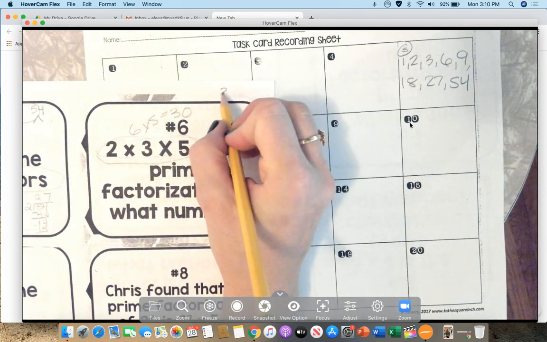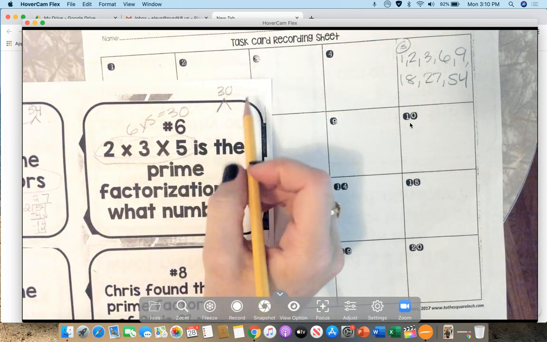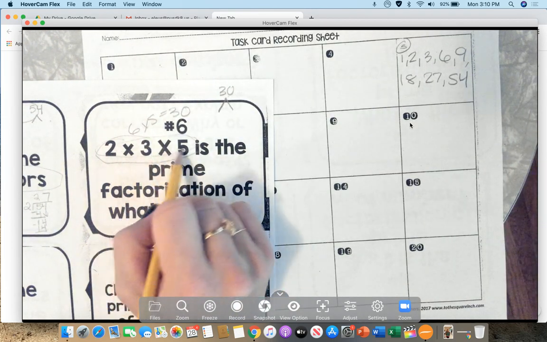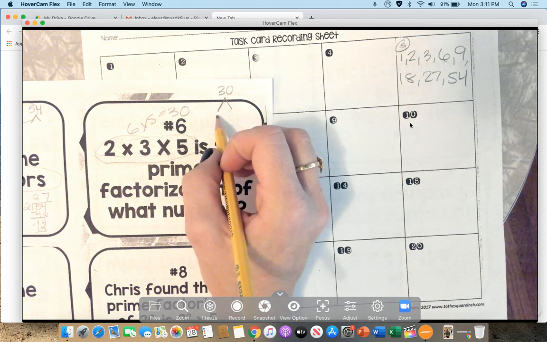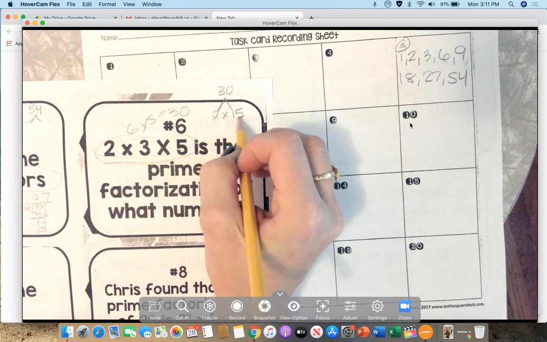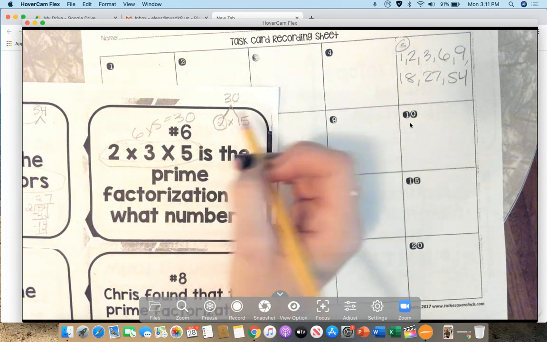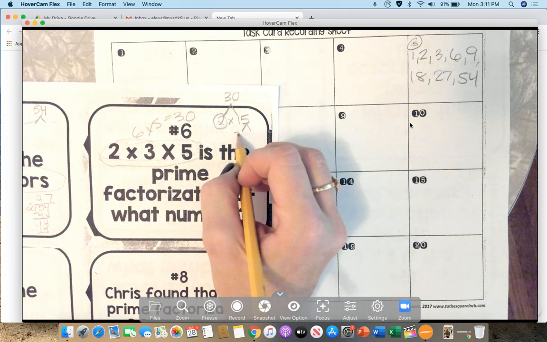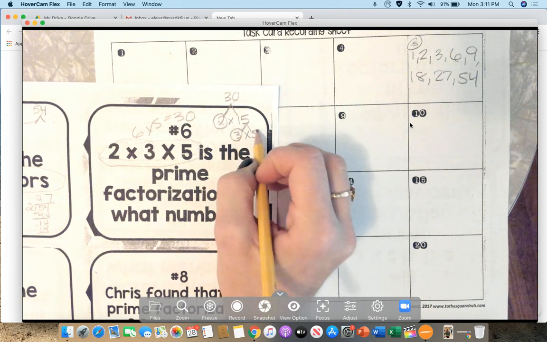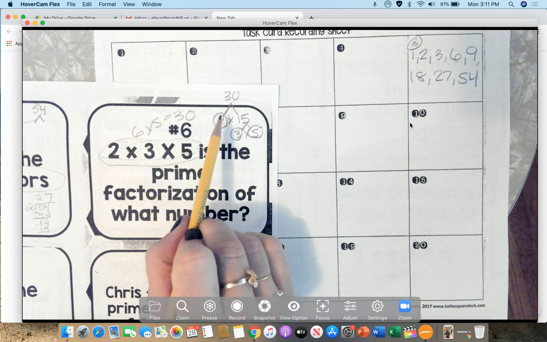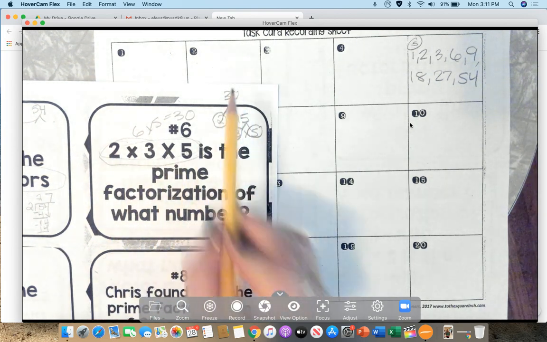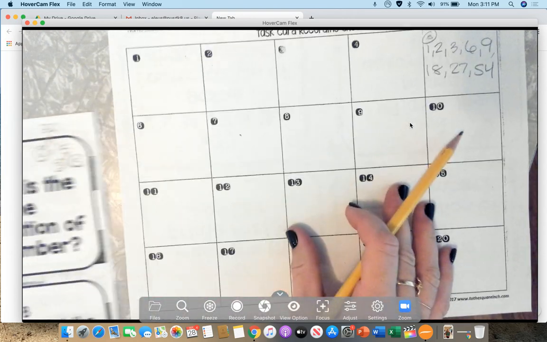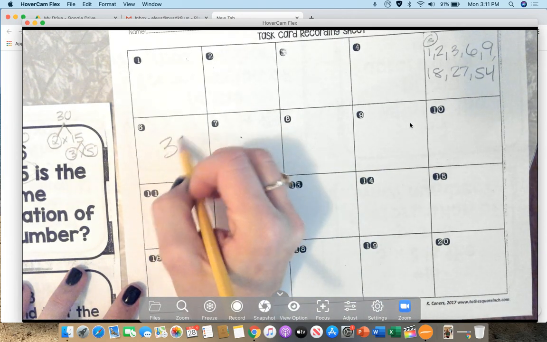Let's double check and go back and write the factor tree, and we should come out with 2 times 3 times 5. Well, 30 factors out into a multiplication problem. There's a few options, but I'm going to go ahead and do 2 times 15. 2 is prime, so that's done, but 15 can factor out into 3 times 5. And then both of those are prime, so I'm done. So there you have it. 2 times 3 times 5 is the prime factorization for 30. So in my number 6 box, I'm going to write the answer is 30.